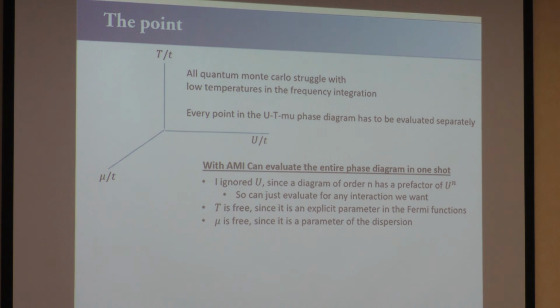So we can evaluate it for any interaction we want. Temperature is a free variable. We can evaluate it at any temperature, even at t equals 0. Mu, the chemical potential, is also free, since it's just a parameter inside the dispersion. And then you have something that's valid for any choice of dispersion, whether or not it's a two-dimensional system or a three-dimensional system.